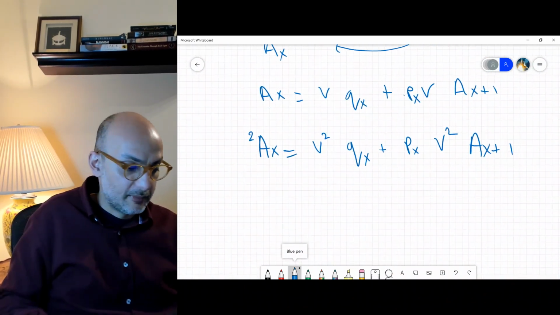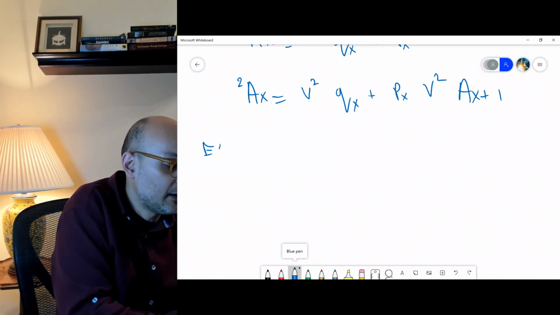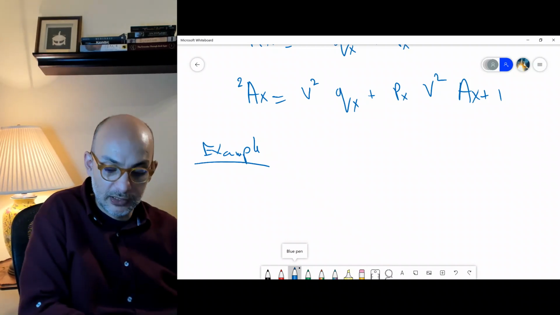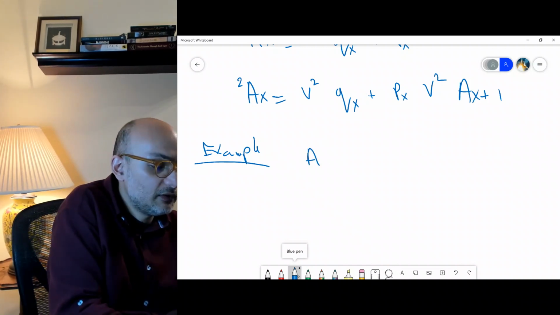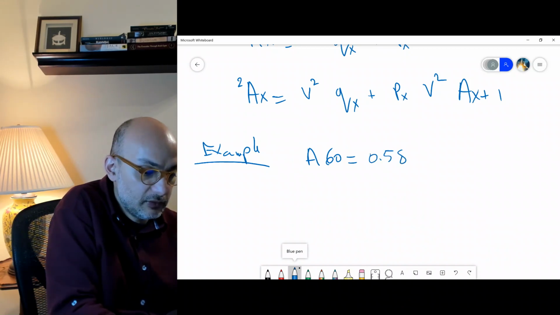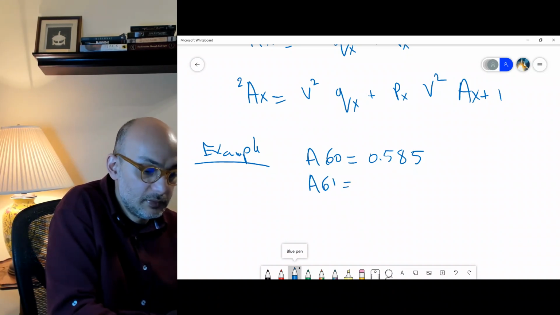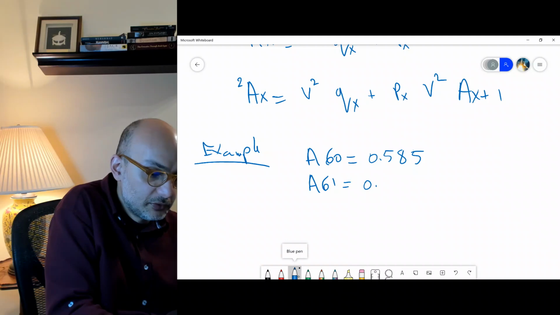Let's take one example here, just to finish this session. This is a quite interesting little example to help us see how we can do multiple steps. Now you are given A60 to be 0.585, and you're given also A61 to be 0.605.